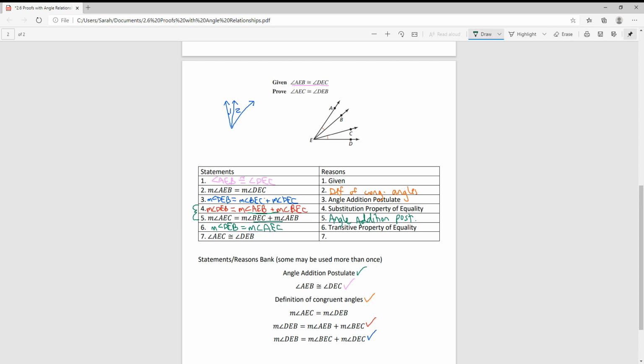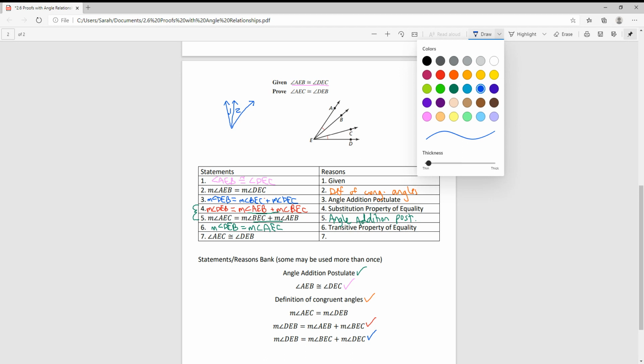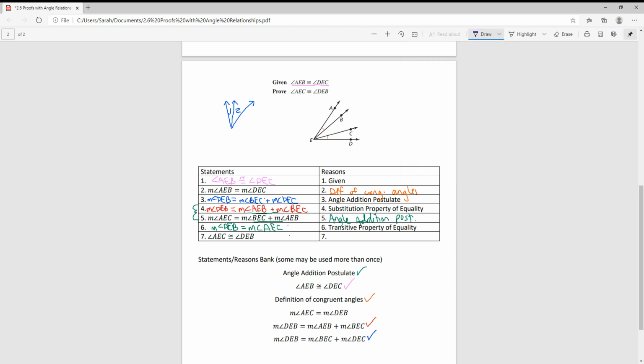All right, last but not least, we get to our thing that we wanted to prove in the first place. Angle AEC is congruent to angle DEB. How can we say that? Well, notice that what we see in 6 and what we see in 7 are almost exactly the same. This says the angle measures are equal. This says they're congruent. That is once again using our definition of congruent angles.